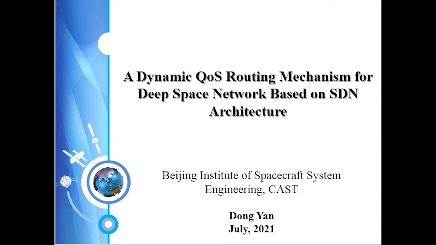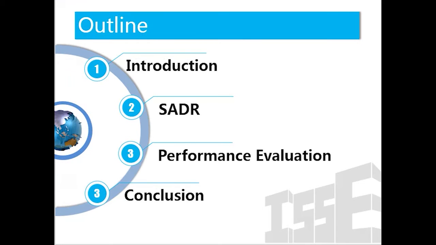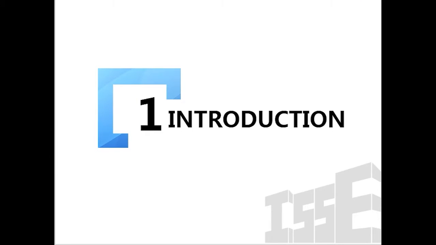Okay, let me introduce the paper. The title is a dynamic QoS routing mechanism for deep space network based on SDN architecture. The introduction includes 4 parts. The first one, introduction.